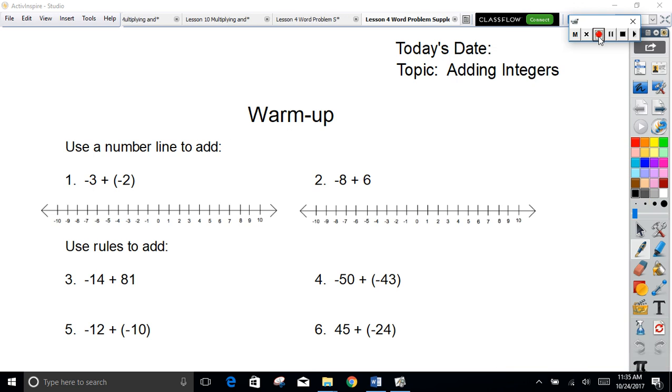Okay, here we go. Maddie Beck. How would I use the number line to add -3 plus -2? You would start at the 3, and then you would go over 2 more, and you would get -5.